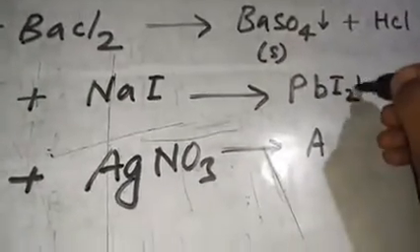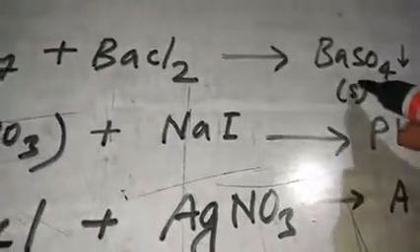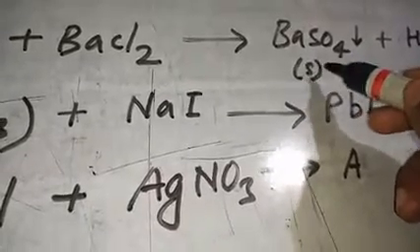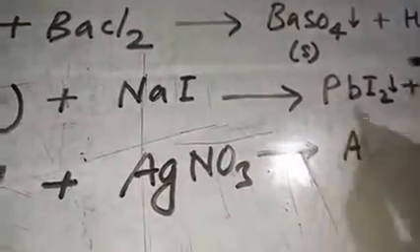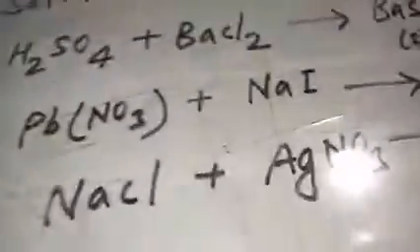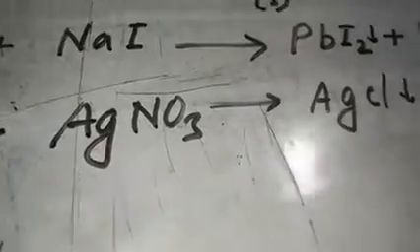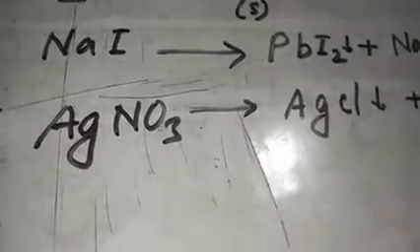Then it will form, and here you put a downward arrow, or you can write a small s, which represents solid or precipitate. You can also write a small ppt here. All these three represent the same thing. So it will form AgCl, silver chloride, plus NaNO3.